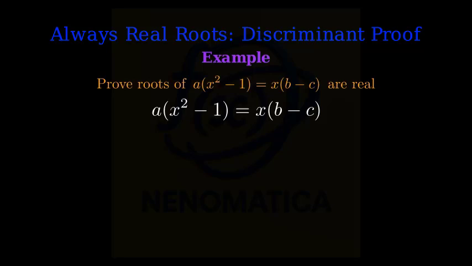In this example, we will prove that the roots of the equation a(x² − 1) = x(b − c) are always real numbers. First, let's show the problem clearly on screen.